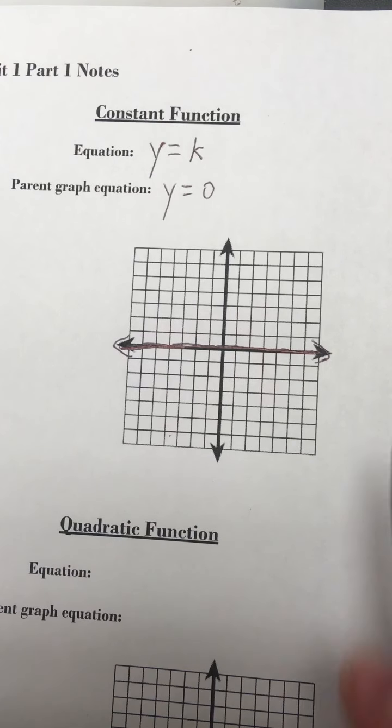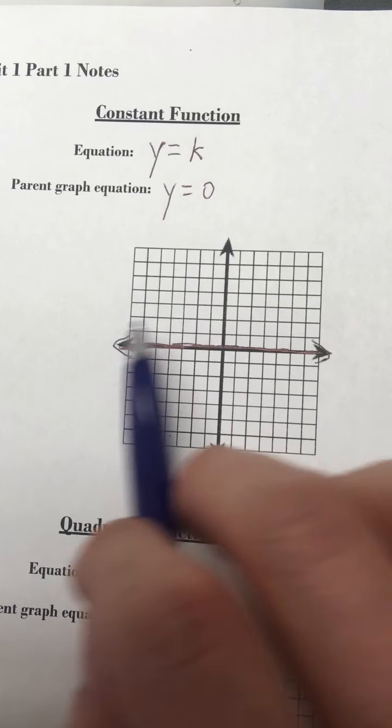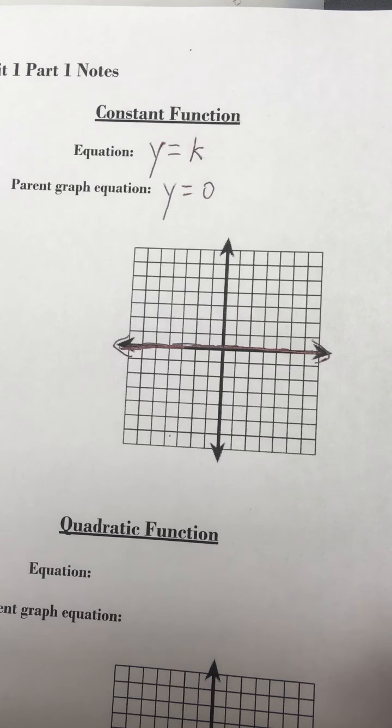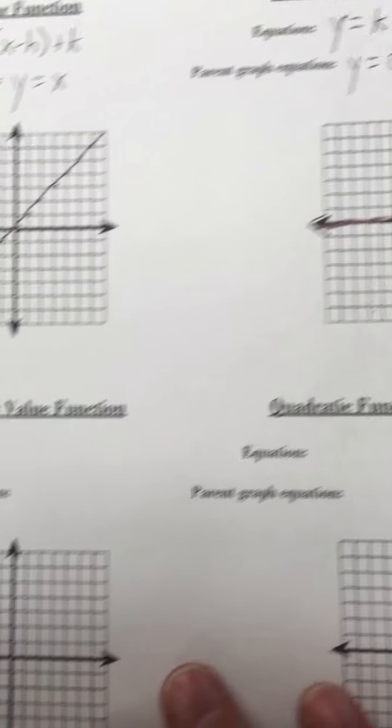Now, it's not always going to go through 0. It could be y equals any number. If it had been y equals 1, it'd be a horizontal line going through the 1. All right, so that's linear and constant. Now, the other two functions are a little bit more complicated.